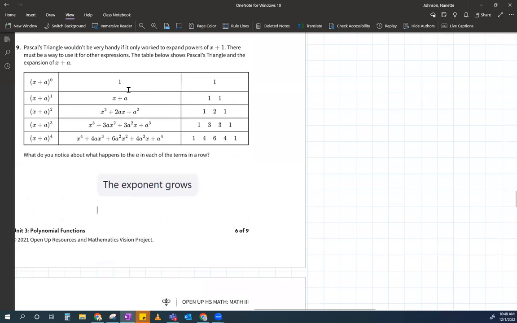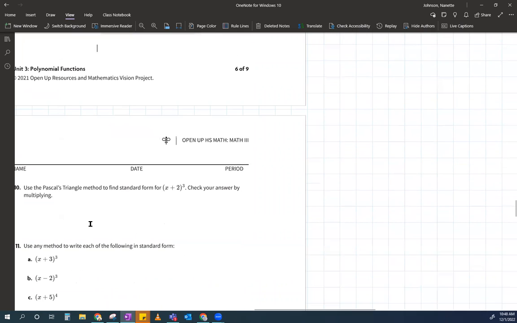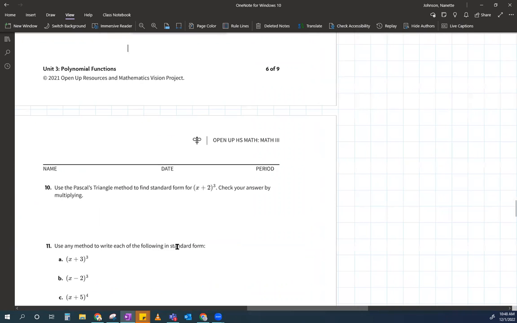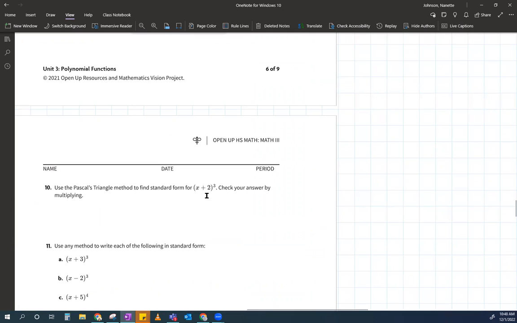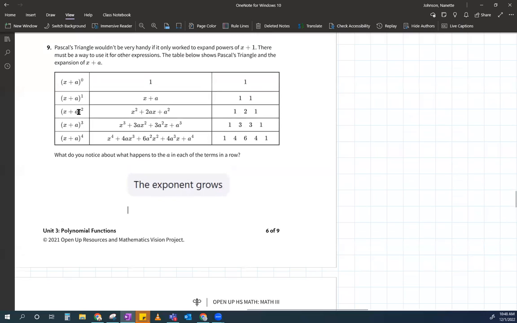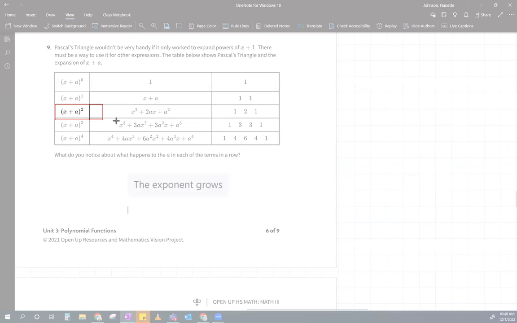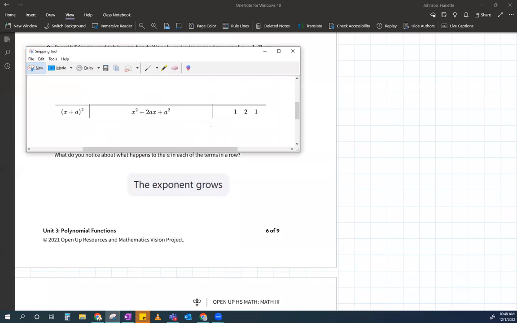Okay, so this is very important. We're going to be using this over and over again here. So it says, use Pascal's triangle method to find the standard form for (x + 2) cubed, then check your answer by multiplying. I'm pretty confident that you can multiply (x + 2) cubed. What I would like you to practice right now is using the triangle here. We're going to do this step by step together. I'm going to copy this row here and show you how I use it, okay?